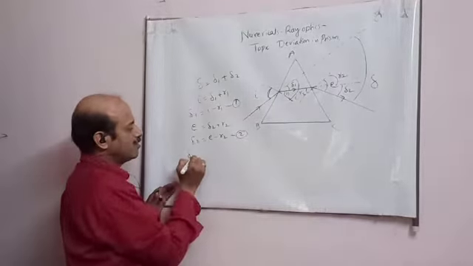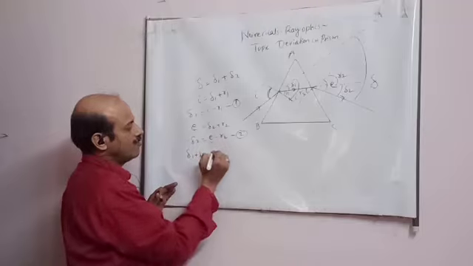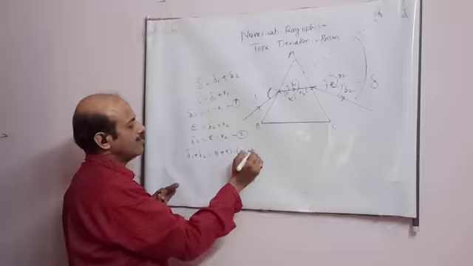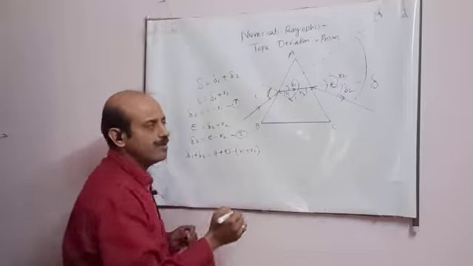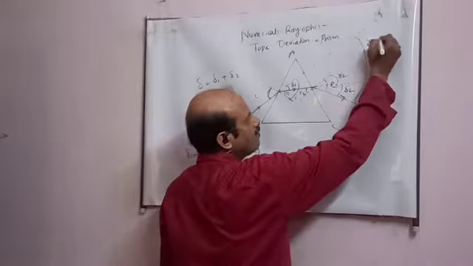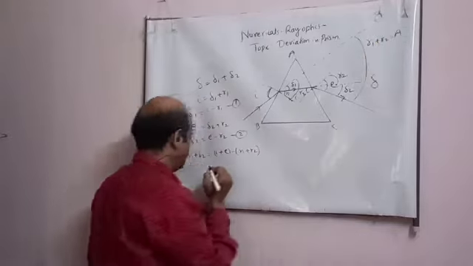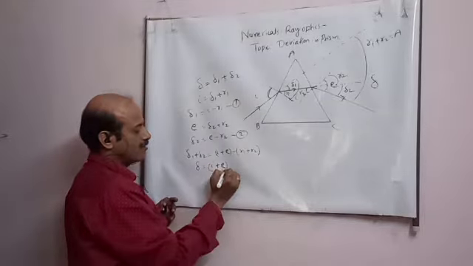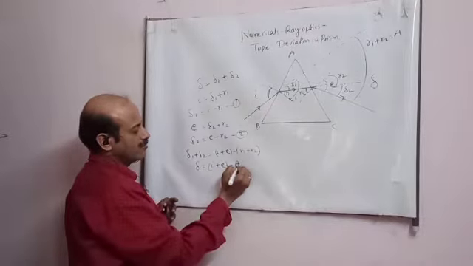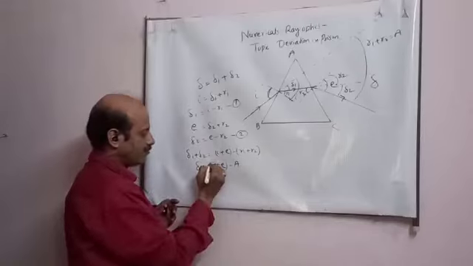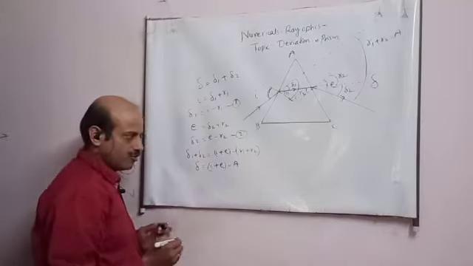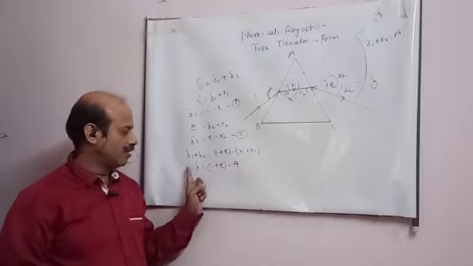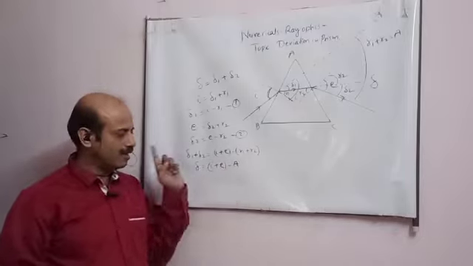Now the total deviation, student, is given by I plus E minus R1 plus R2. In the previous class we have already seen that R1 plus R2 is equal to the angle of prism A. So this is the total deviation, and the formula is I plus E minus A, student. If the angle of incidence and angle of emergence are given, you can easily find the angle of deviation. Angle A is also given.